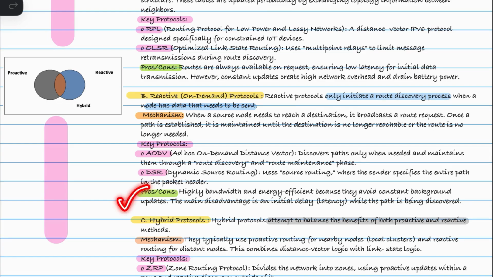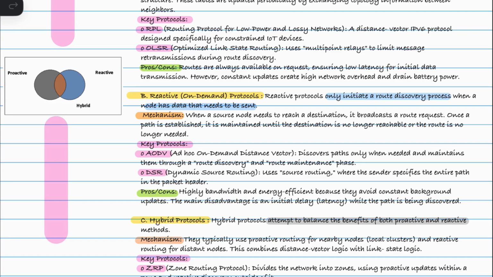So what are the trade-offs? What are the pros and cons? This is incredibly bandwidth and energy efficient. There are zero heavy background updates draining batteries when the system is idle. So then what is the downside? It is initial latency.